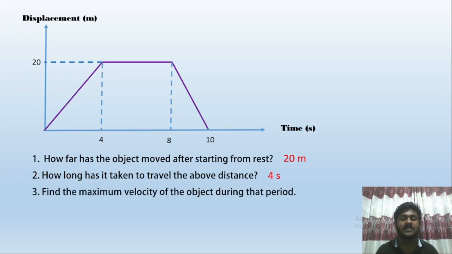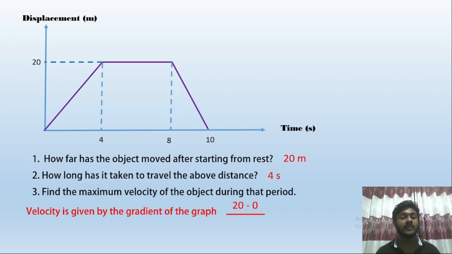And find the maximum velocity of the object during that period. So we have to find the gradient in the first 4 seconds. Velocity is given by the gradient of the graph. So let me find the ratio between the difference of y coordinates and x coordinates. The difference of y coordinates is 20 minus 0 and the difference of x coordinates is 4 minus 0. So the answer is 20 divided by 4, that is 5 meters per second.